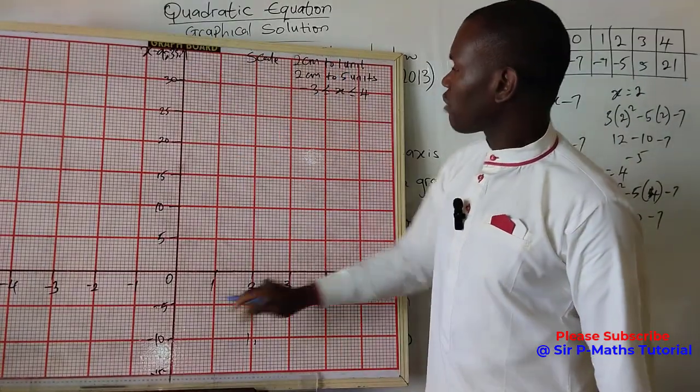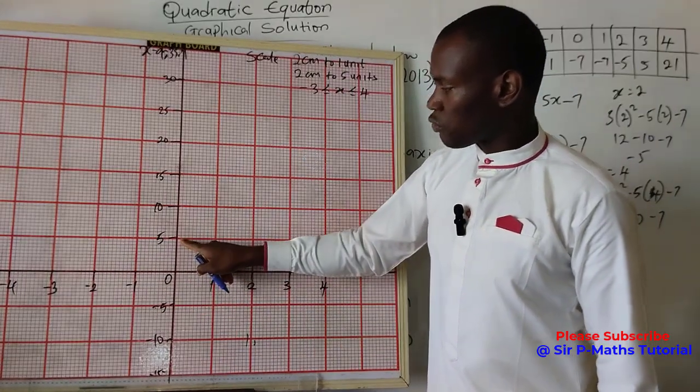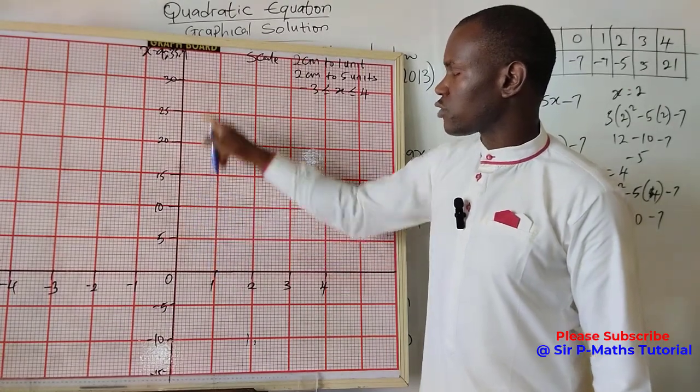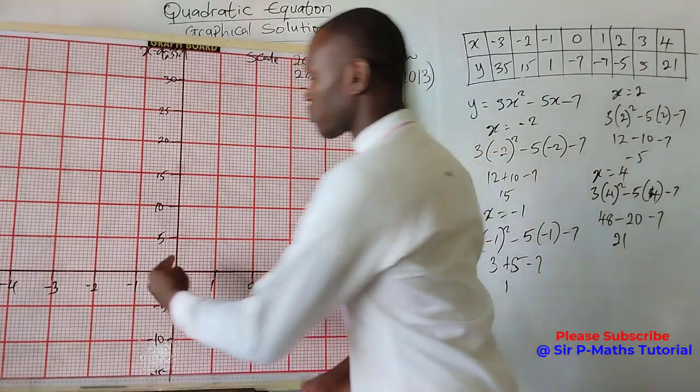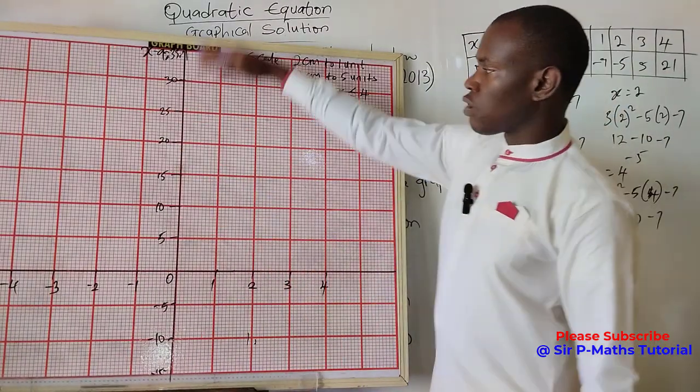Then for here, we have 5 units to 2 cm. Okay. So for each 2 cm, you write 5. So I'll have 5, 10, 15, 20. Below is negative. The left-hand side of the graph is negative. Then the right here positive, up positive.